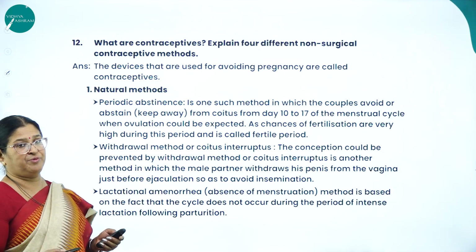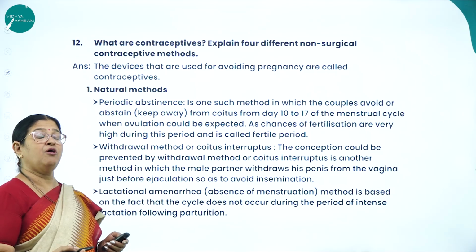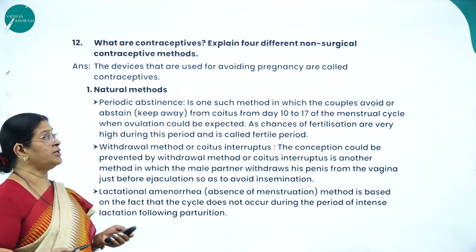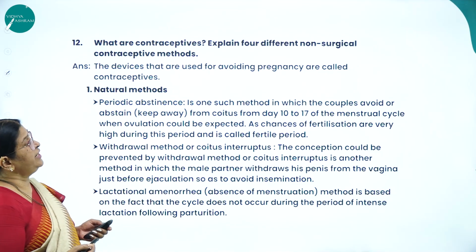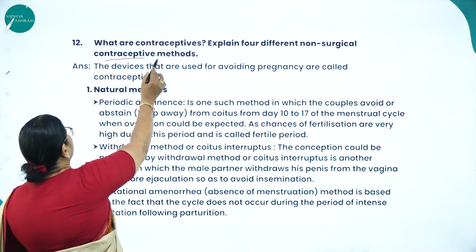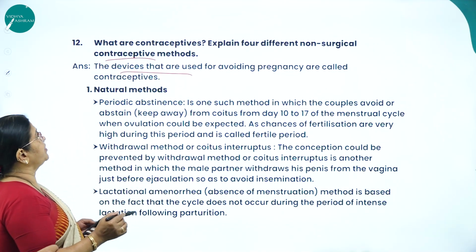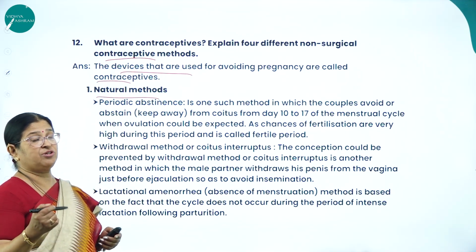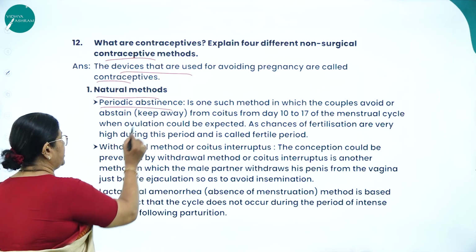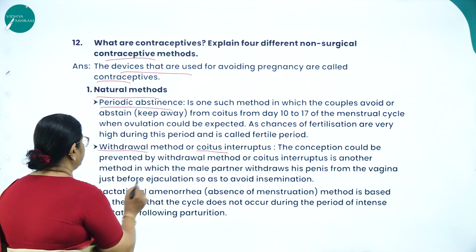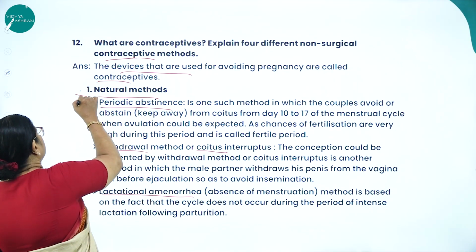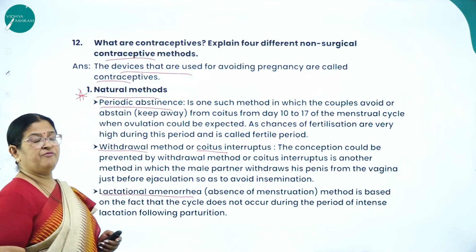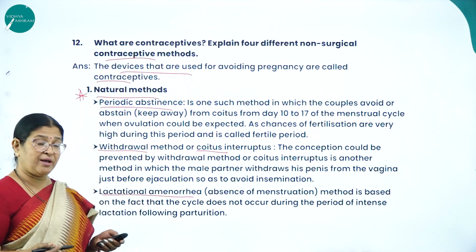Next, what are contraceptives? How do you define the word contraceptive? The methods of birth control are called contraceptives. Explain 4 different non-surgical contraceptive methods. So the methods that are used for avoiding pregnancy are called natural methods. Already I told, natural method includes what? Periodic abstinence, withdrawal method or coitus interruptus, and lactational amenorrhea. This is also a very important question from examination point of view, which may appear.